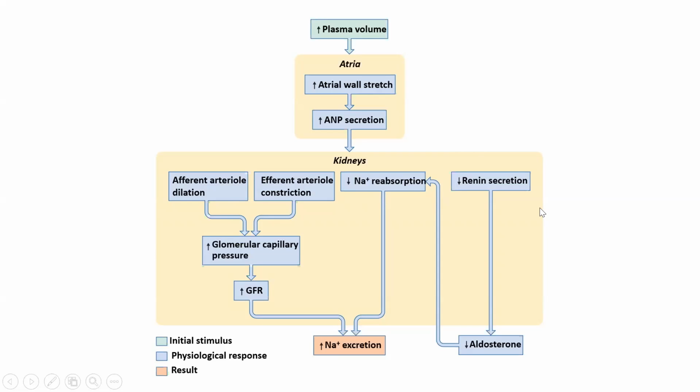So remember I said the ANP and aldosterone are antagonistic. So if I increase my ANP secretion, I'm going to decrease my aldosterone secretion because they're doing the exact opposite things. Aldosterone wants to suck more sodium back into the plasma. ANP wants to push more sodium out into the urine, right? So if we increase ANP, we've got to decrease aldosterone.